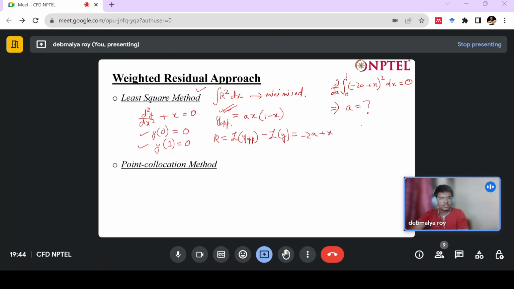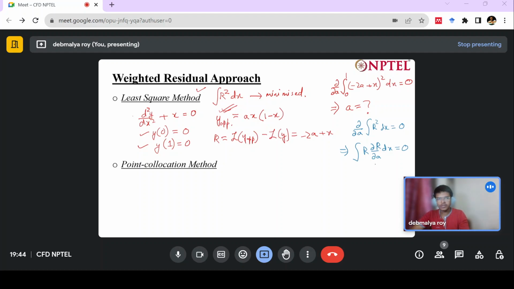In this case, because what we are doing is differentiating with respect to a parameter, this integral of r squared dx is equal to 0. This is what we are doing, right? Because a is not a function of x, the derivative can be taken inside, and what we will have is r del r by del a. So 2 will be there, and the constant 2 can be dropped. This will be equal to 0.